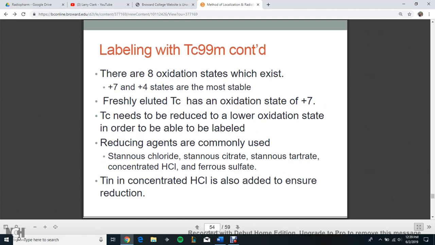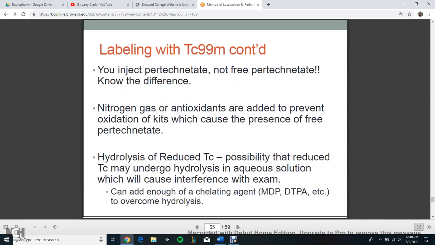There are 8 oxidation states which exist. The +7 and +4 states are the most stable. Freshly eluted technetium has an oxidation state of +7. Technetium needs to be reduced to a lower oxidation state in order to be labeled. Reducing agents are commonly used: stannous chloride, stannous citrate, stannous tartrate, concentrated hydrochloric acid, and ferrous sulfate. Tin in concentrated hydrochloric acid is also added to ensure reduction.